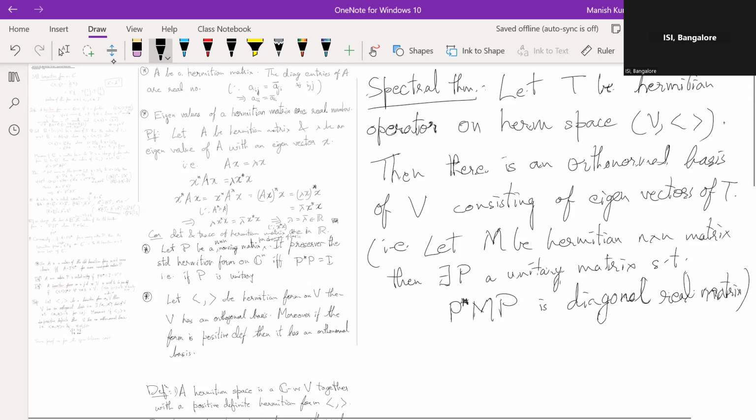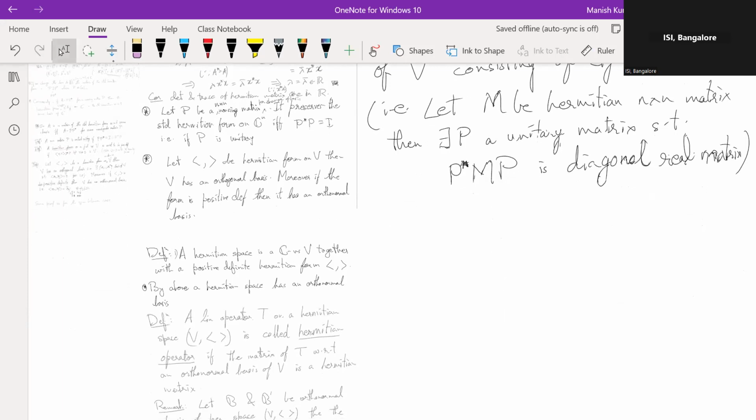Okay, so this part is basically a corollary of the spectral theorem. You just apply it to Cn with M, the Hermitian matrix, and then you get this. So that's the spectral theorem. Maybe we can do the proof if time permits; otherwise, we'll see the proof next time.